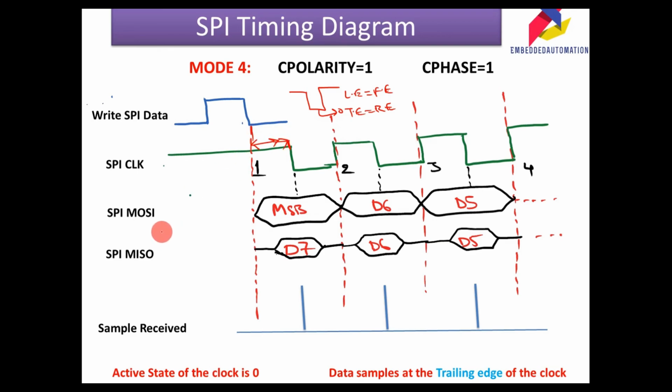The data at the output, that is on the MOSI line, is one half cycle before the first falling edge of the SPI clock. And coming to the data as the input on the MISO line, it is latched at the rising edge of the SPI clock. In this case, the data is sampled at the trailing edge of the clock. So this is about the 4 modes of the serial peripheral interface.